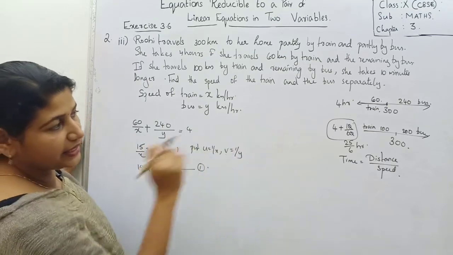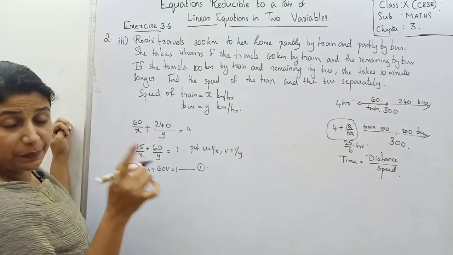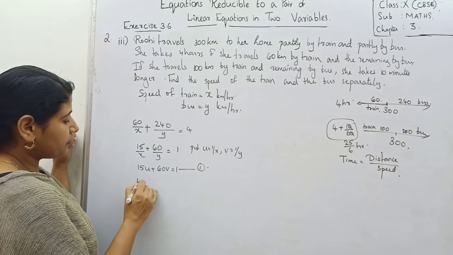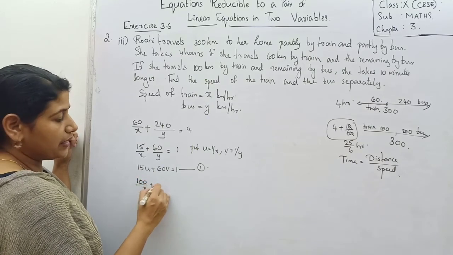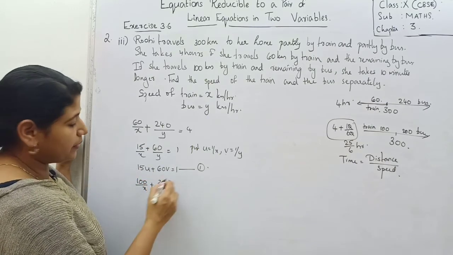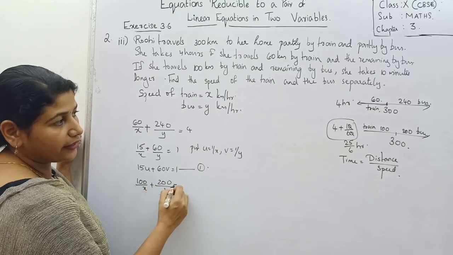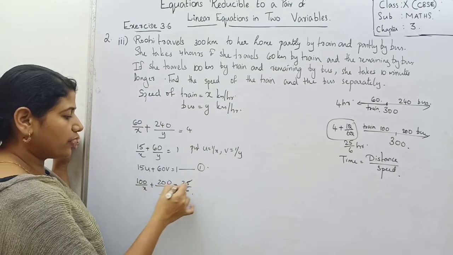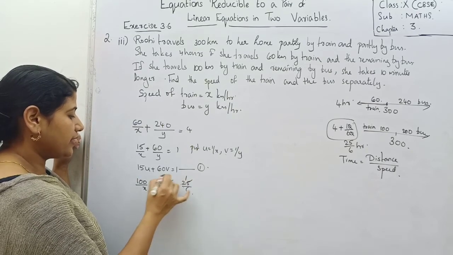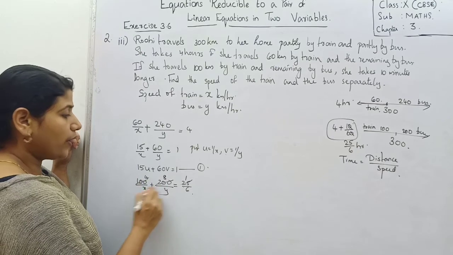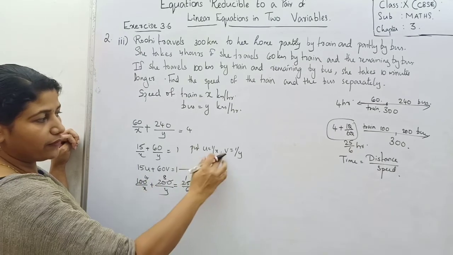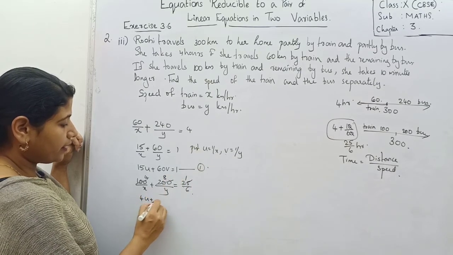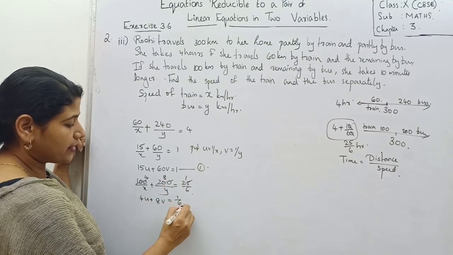And what about the second condition? She traveled in train 100 kilometers. So we can write 100 by x plus 200 traveled by bus, so 200 by y, and the total time taken is 25 by 6. Here also we can divide all by 25. This is 1, here it is 8, here it is 4. So substitute 1 by x as u and 1 by y as v. So we can write 4u plus 8v equal to 1 by 6.